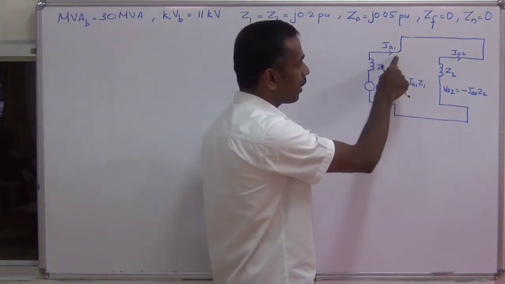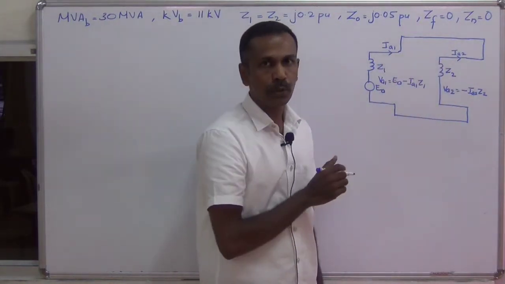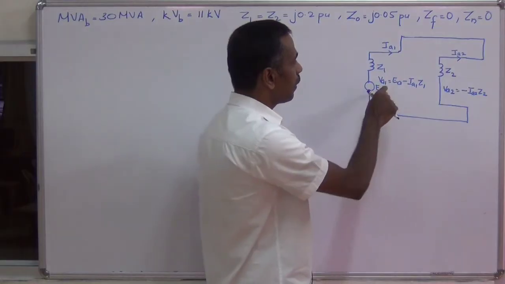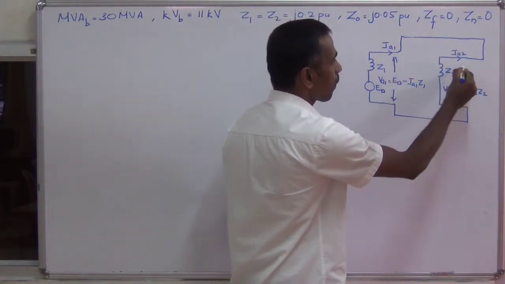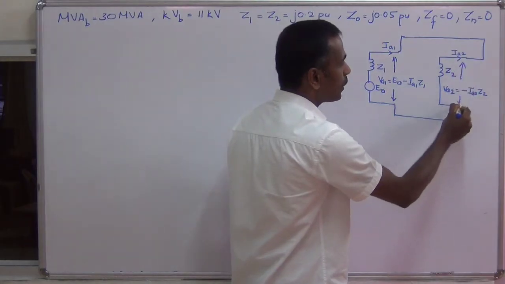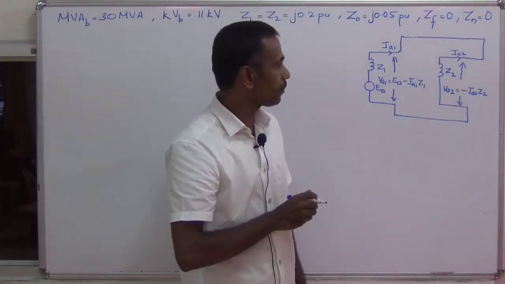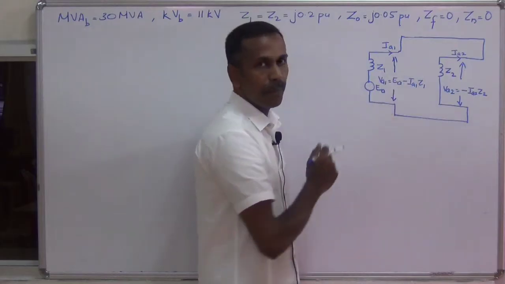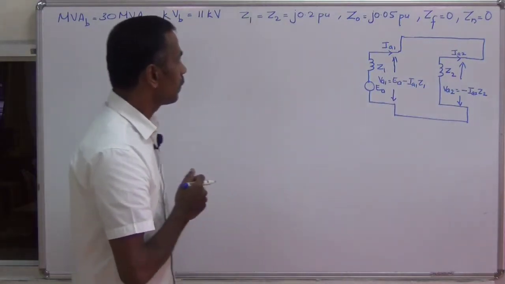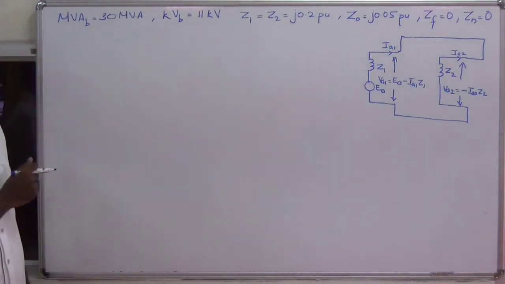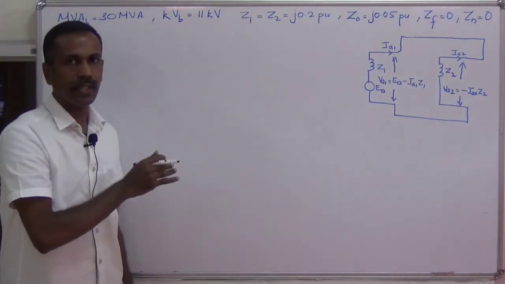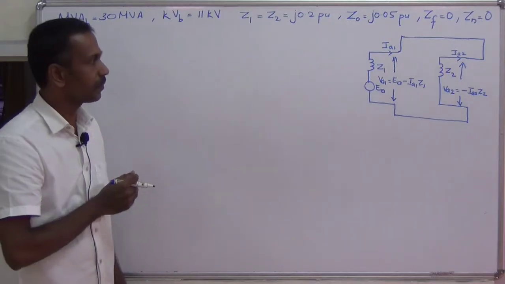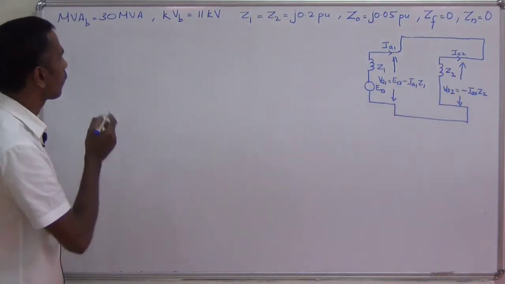Look at the currents, IA1 and IA2 are opposite to each other. And VA1, the positive sequence voltage, and the negative sequence voltages are equal. They are connected in parallel. Now let us find out the sequence currents. Once you draw the network, then you find out the sequence currents and the sequence voltages.